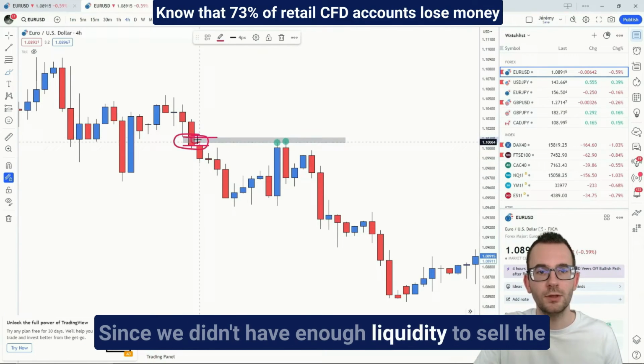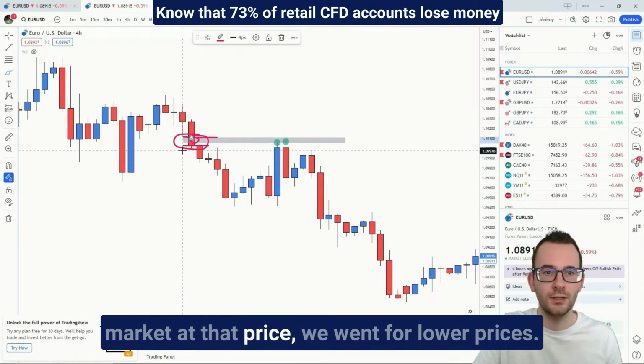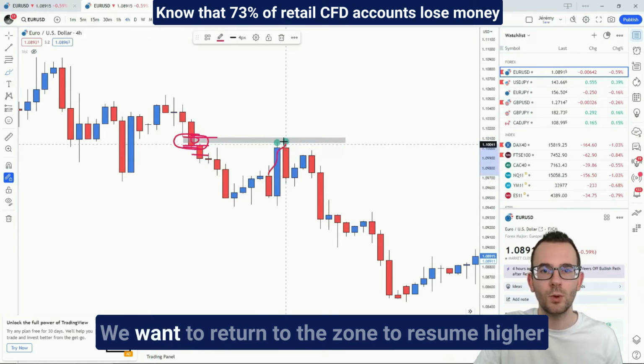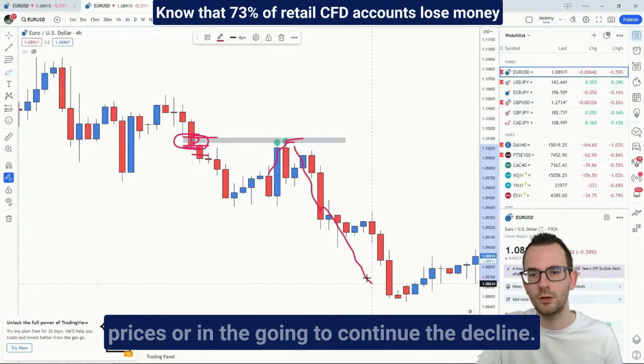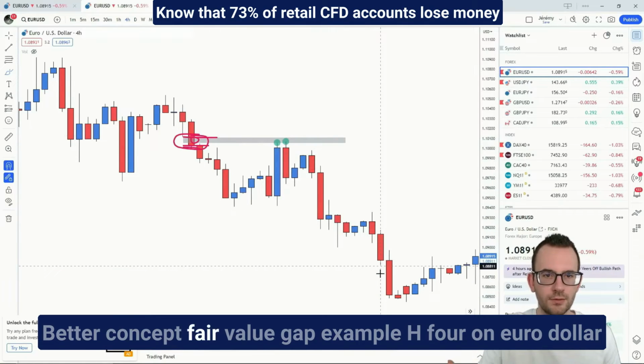Since we didn't have enough liquidity to sell the market at that price, we went for lower prices. We want to return to the zone to resume higher prices, or in the zone to continue the decline better. Concept, fair value gap example, H4 on euro-dollar.